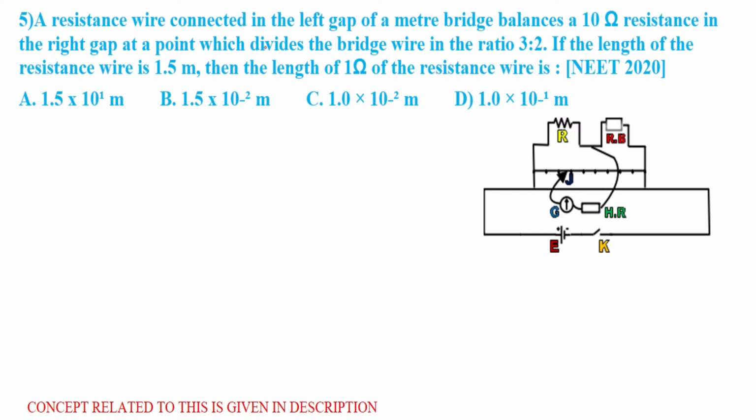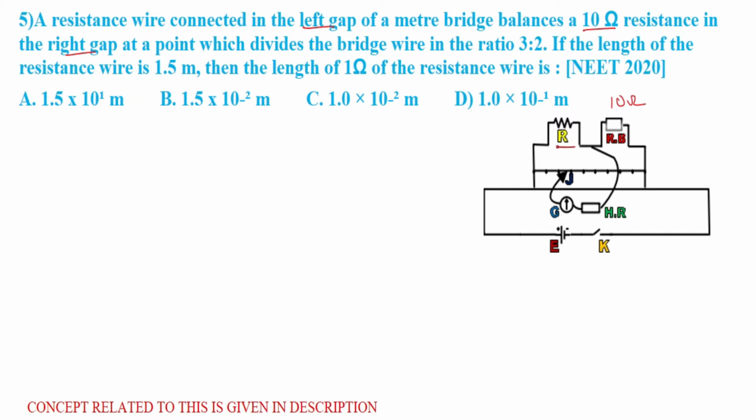He said that a resistance wire is connected in the left gap of the meter bridge. So here he connected a resistance wire in the left gap. That is this. And in the right gap, what did he do? He took 10 ohm resistance. So here he placed 10 ohm resistance. Now what is he saying?